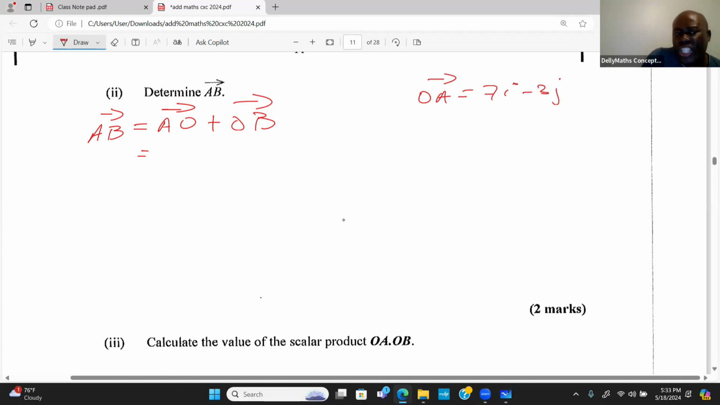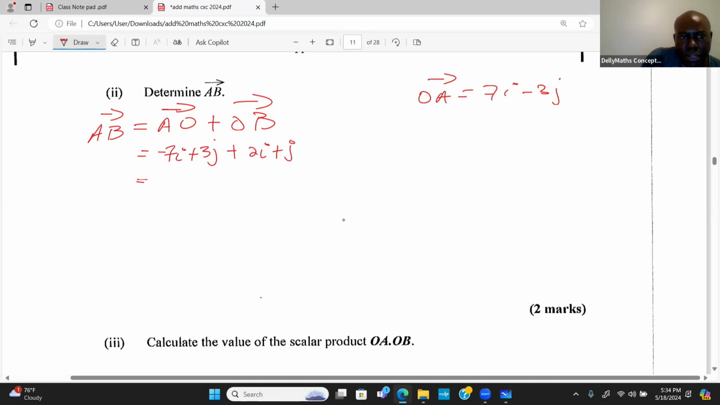So OA would have to change the component signs, because we change our direction. We're going AO, so this is now negative 7I and then plus 3J. And we're going to add that to OB, but OB remains the same. So it's going to be 2I plus J, right?